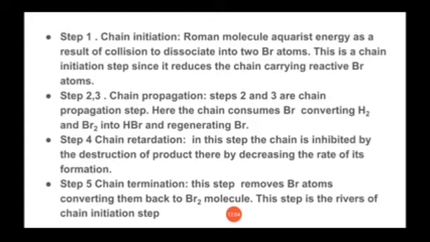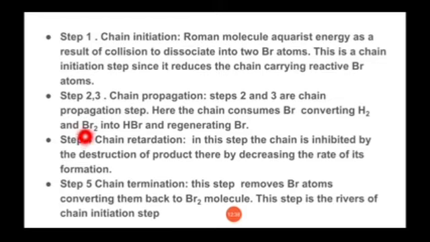Step number 2 and step number 3 are both chain propagation steps. Here the chain consumes Br, converting H2 and Br2 into HBr and regenerating Br. As you can see, in the second and third steps they use Br and H2 molecules, and in the fourth step H2 and Br are generated, so the Br is again regenerated.